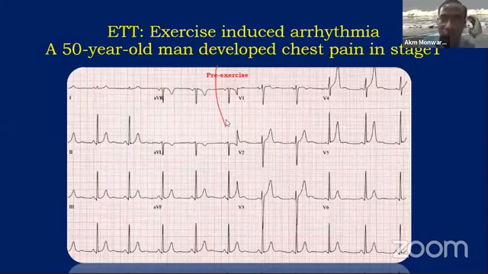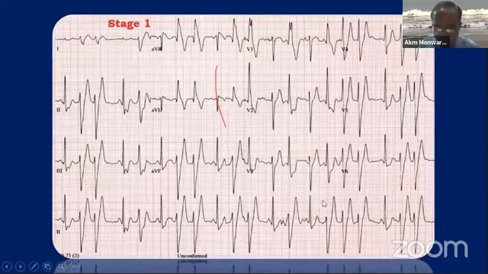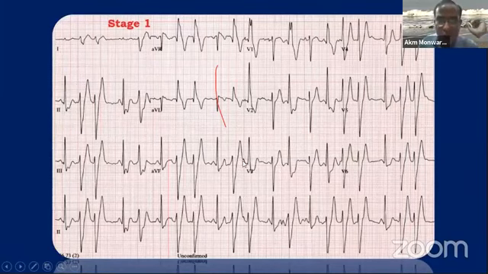Now, an example of exercise-induced arrhythmia. This is a 50-year-old man who developed chest pain in stage 1, like here. And when the rhythm was analyzed, there were runs of ventricular extrasystoles. So, along with positivity, there is exercise-inducible ventricular arrhythmia in this particular case.